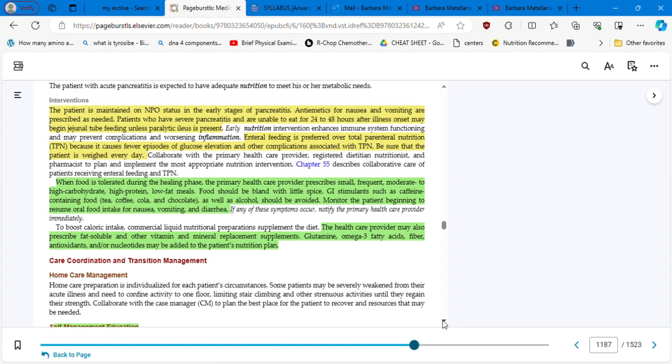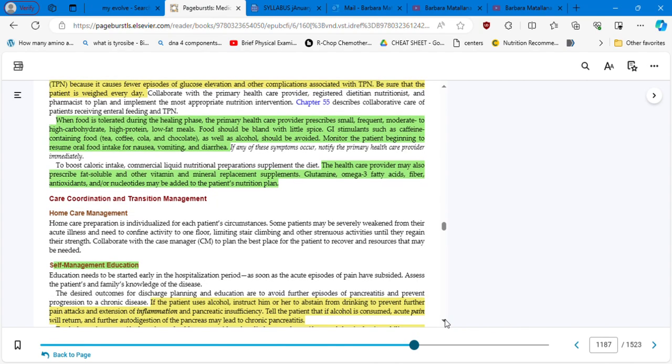Enteral because it's through the gastrointestinal tract, through the jejunum. So enteral feeding is preferred over total parenteral nutrition because it causes fewer episodes of glucose elevation. Remember that the parenteral goes straight to the circulatory system, and this could increase the glucose elevation. And you have to weigh the patient every day.